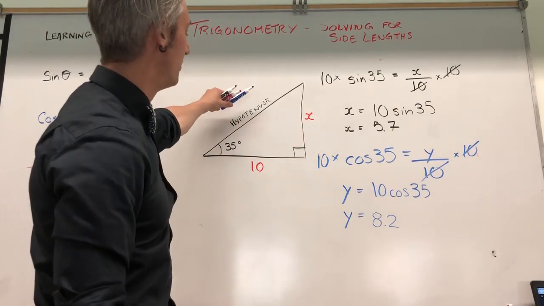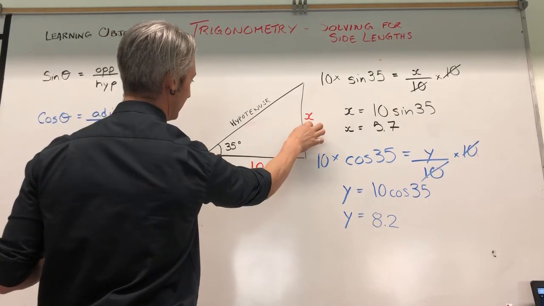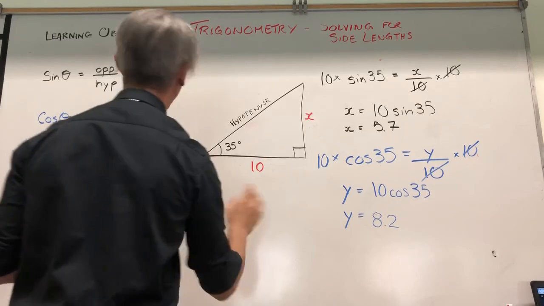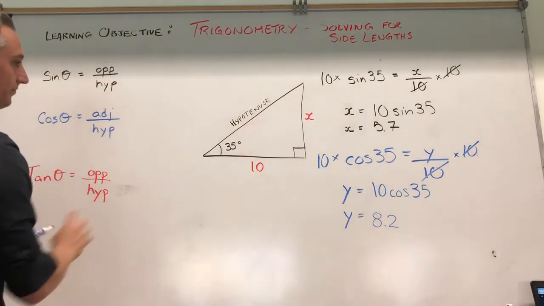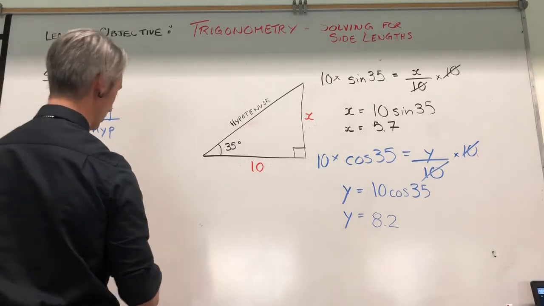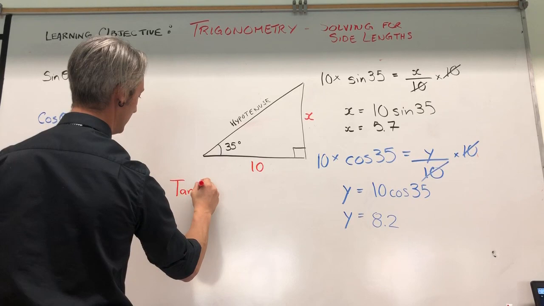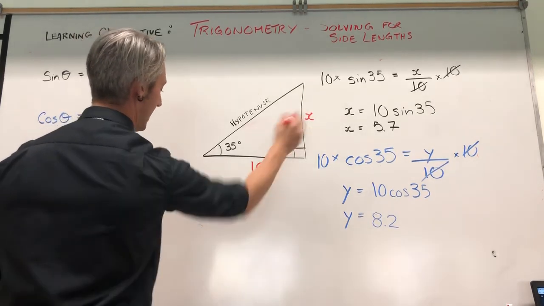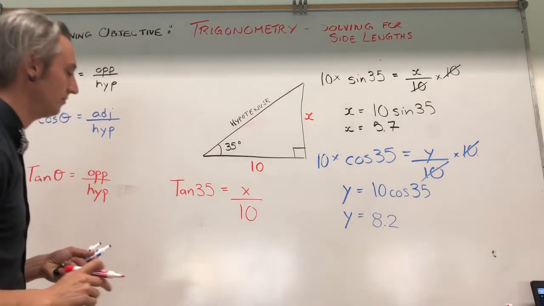Well, now I don't know what the hypotenuse is, but I know that I have an opposite side that I'm trying to solve for, and I know the adjacent side. So I look, what has an opposite and an adjacent in it? Tan. So I would go tan of 35 is equal to x divided by 10.